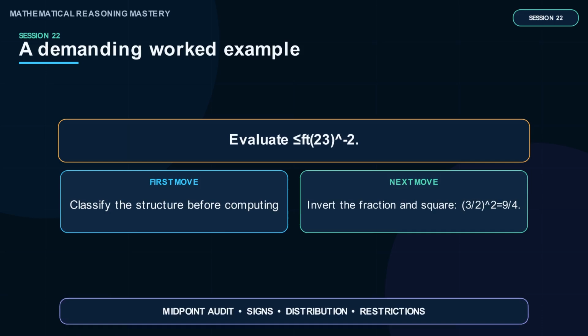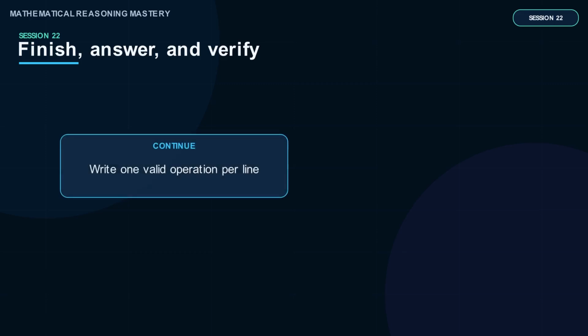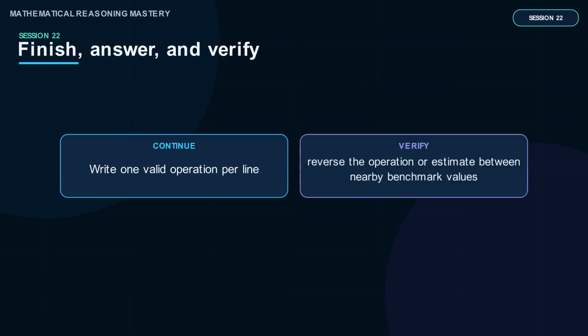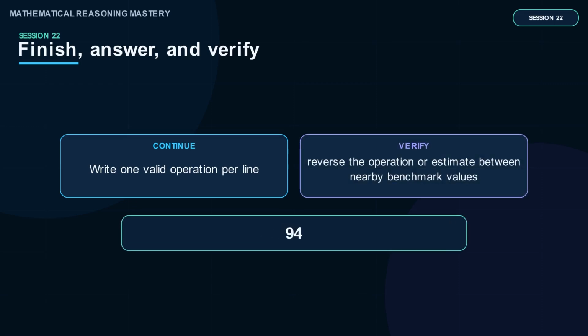Pause for a midpoint audit. Check copied values, signs, units, restrictions, and whether the current result is the requested quantity or only an intermediate value. Continue by applying this control. Write one valid operation per line. The explanation supports one option without relying on its position. The mathematical conclusion is 9/4. State it with any required units, interval notation, or restrictions. The final answer is 9/4.